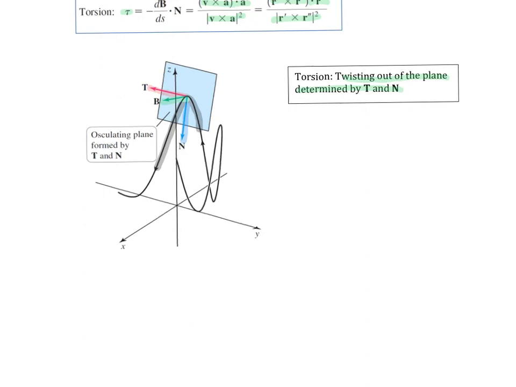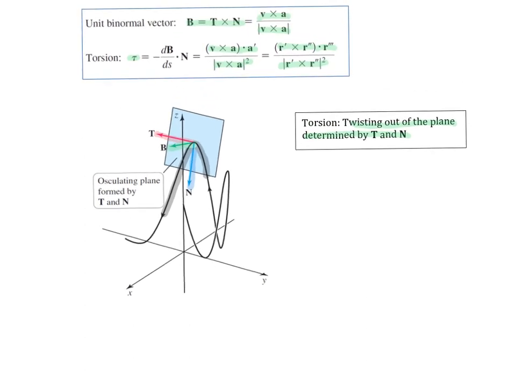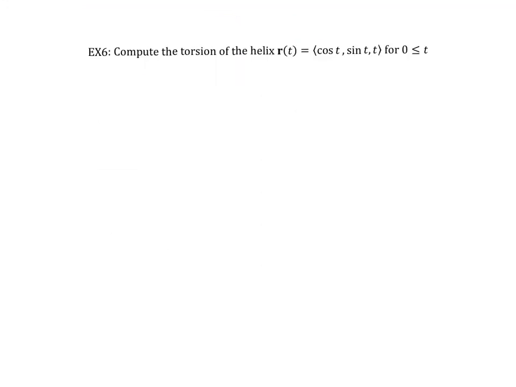I'm not sure if you'll see this in your physics class, but oftentimes they will describe this as the TNB frame. So it's describing movement using tangent, normal, and binormal vectors. This will be our last example for this section.